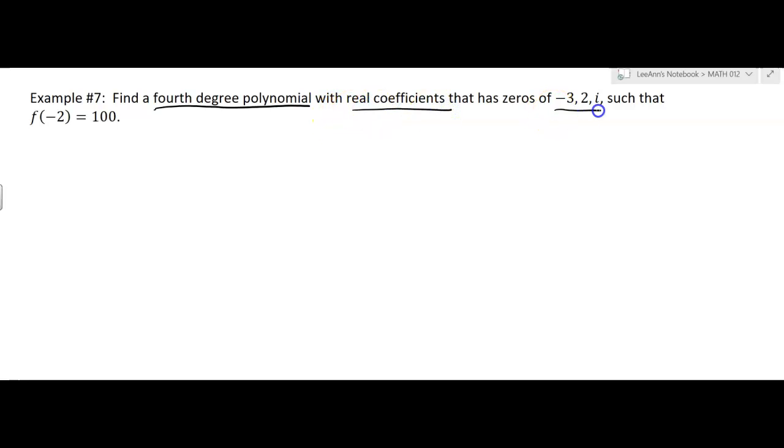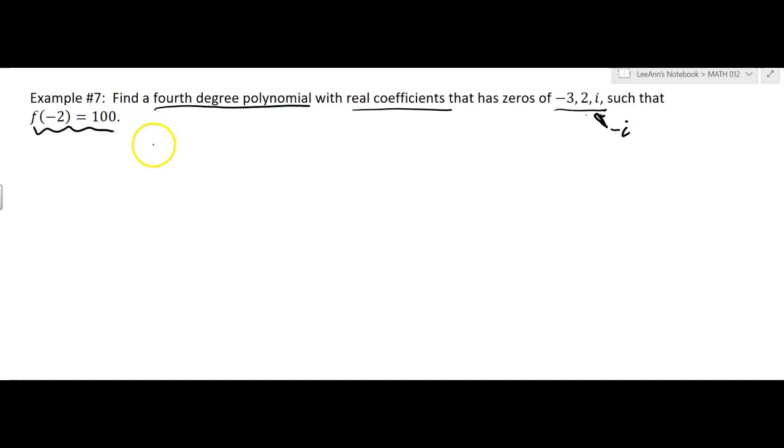They tell us 3 zeros. There's a 0, -3, 2, and i. But because there's an i, we know there's also the conjugate of that, which is going to be -i, okay? And then we also have this piece of information. f of -2 equals 100. Now, we can keep that in mind. We'll come back to that idea toward the end.